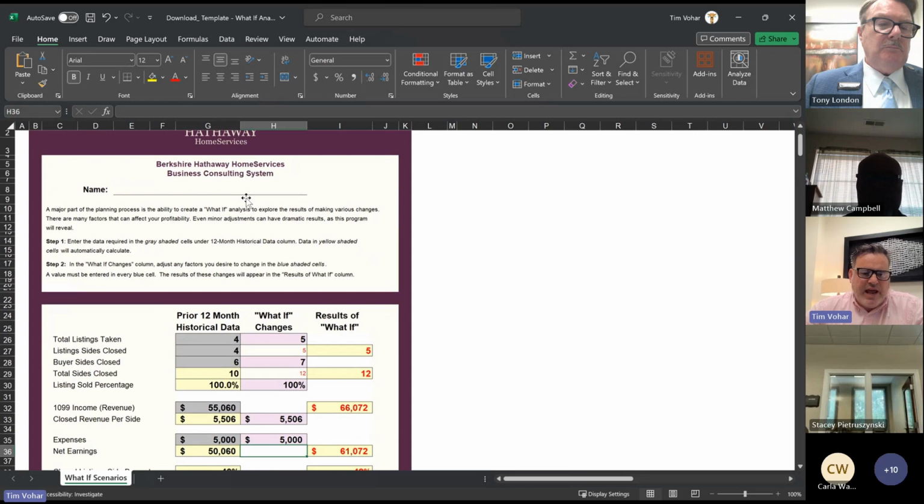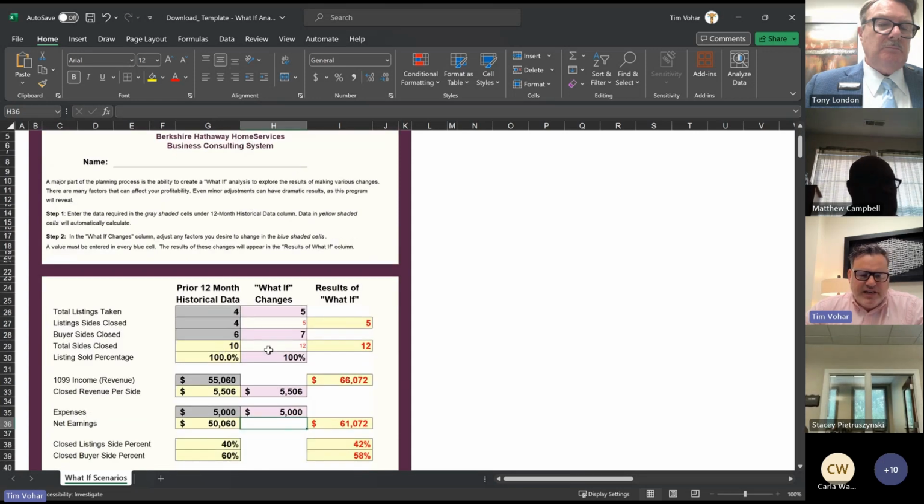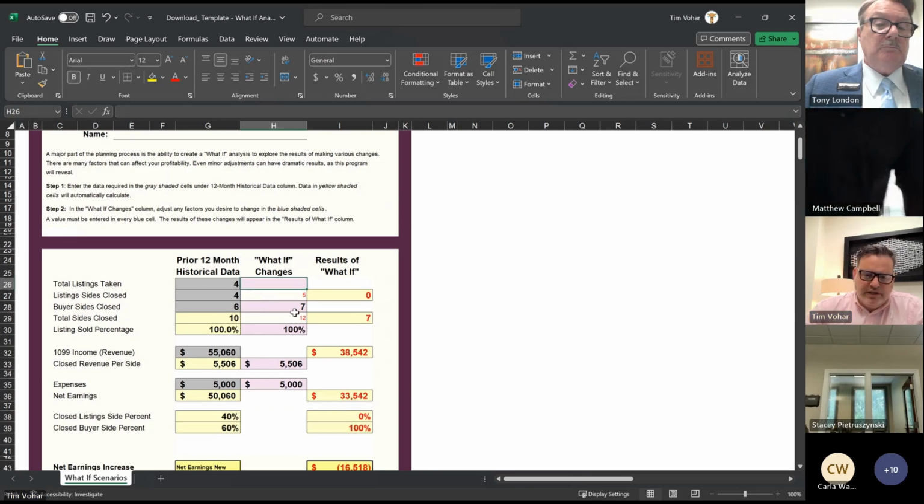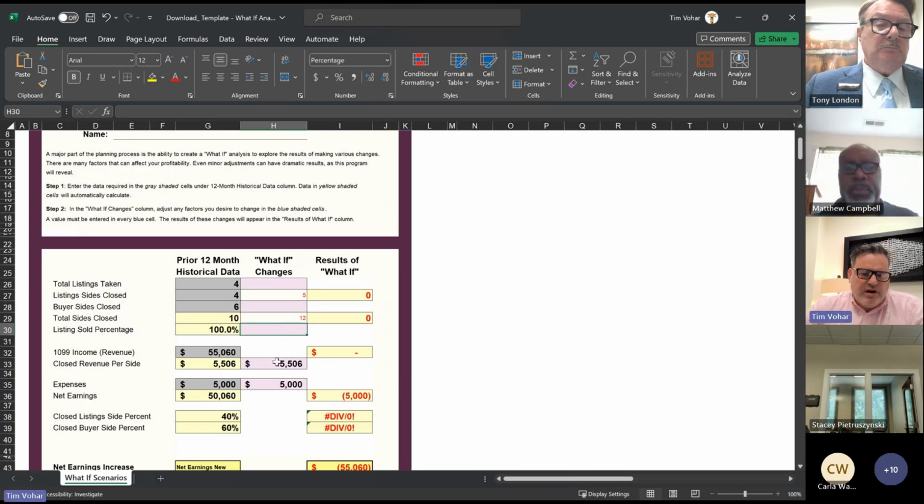I would recommend everybody start with this document. It is an Excel spreadsheet. So when you put numbers in here, they will change and auto-populate for you. So I'll just take this out real quick. There we go. All right.